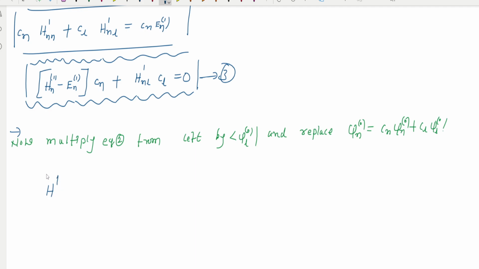H prime, I mean the perturbed Hamiltonian L n, C n plus C L, L L minus n power 1. Okay, equal to 0. This is equation number 4.